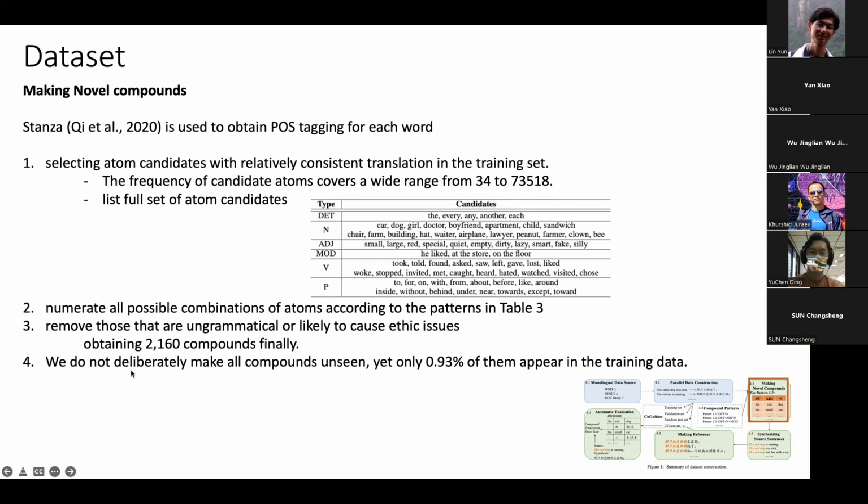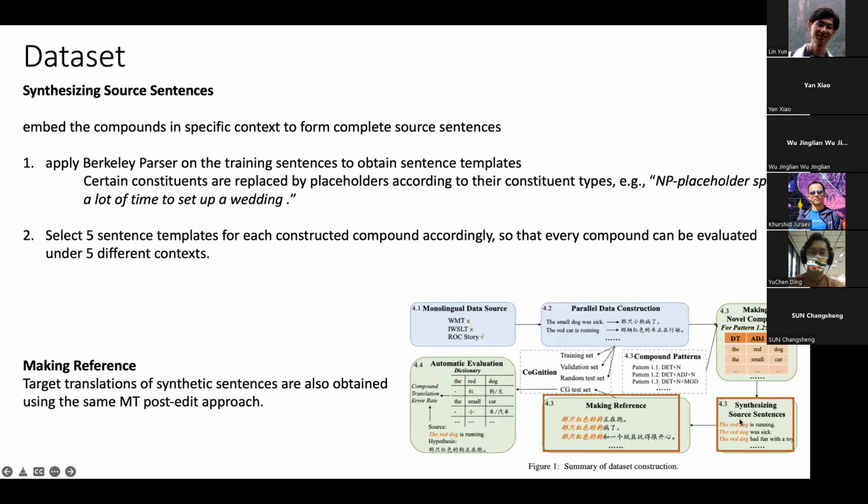Yeah, so they are saying that even though all the items are very commonly seen, for the combined compounds, only 0.93% of them appear as a combination in the training data. Okay, so any questions here? If there are no questions, we'll move on.